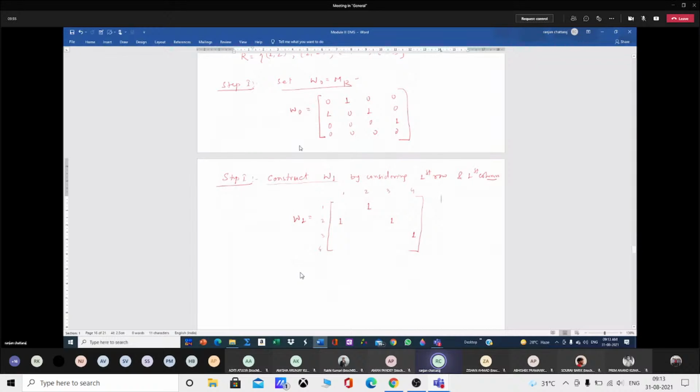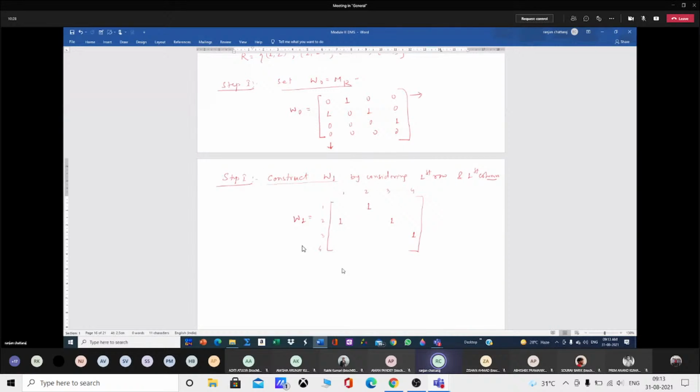So we are considering this row and this column in W1. In W2 we will consider the second column and the second row. Third, in W3 we consider the third row and third column. So here you can see that, except this, we need at least 2 more steps to get the transitive closure.